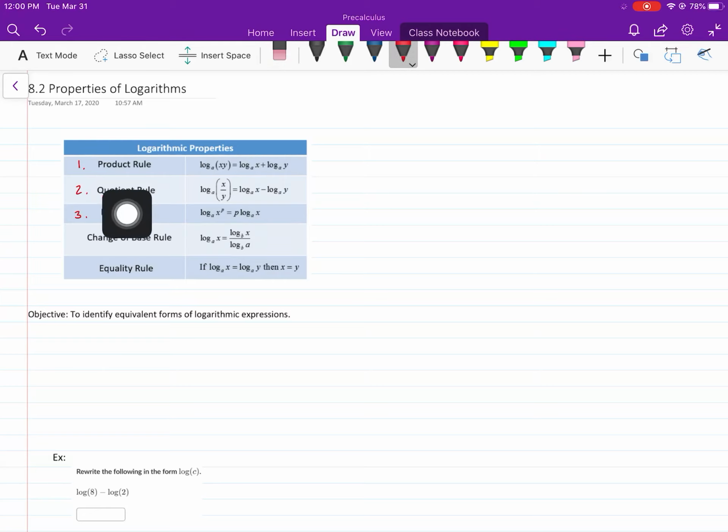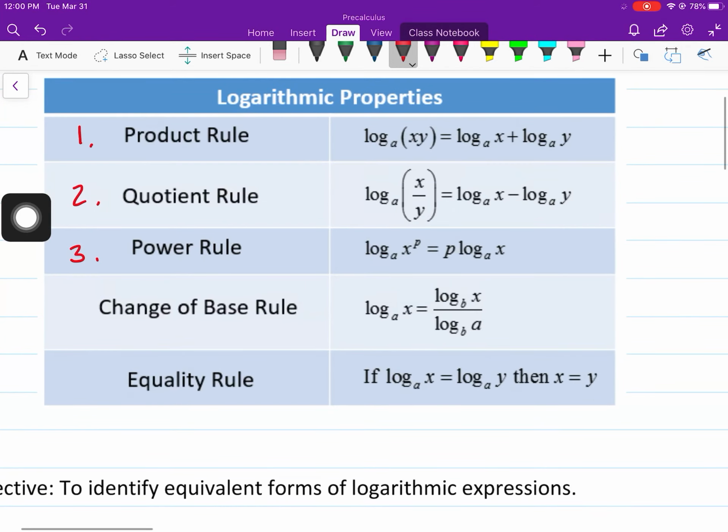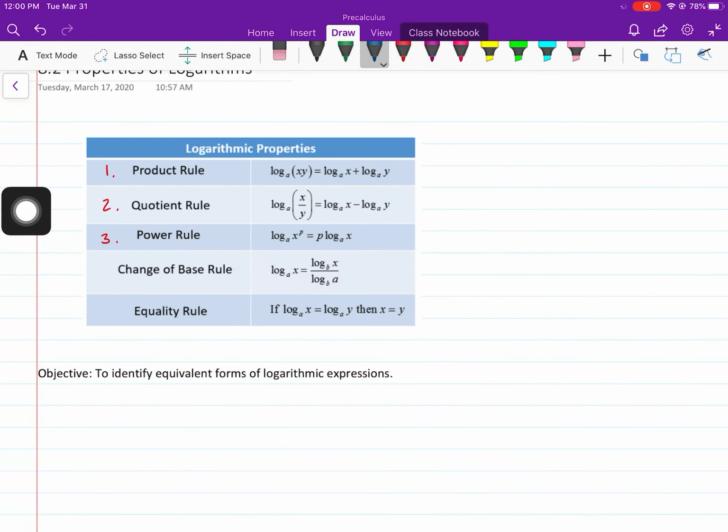So you have your product rule. So what this means is that if you're multiplying two values on the inside, you could separate the logarithms using addition. This is not to be used backwards. You cannot do log of x times log of y and say that that equals log of x plus log of y. That does not work.